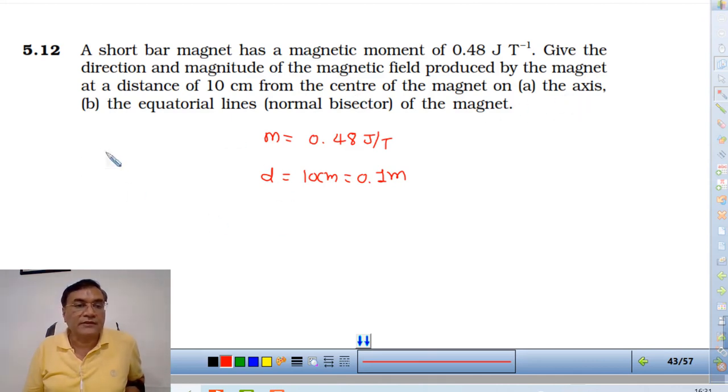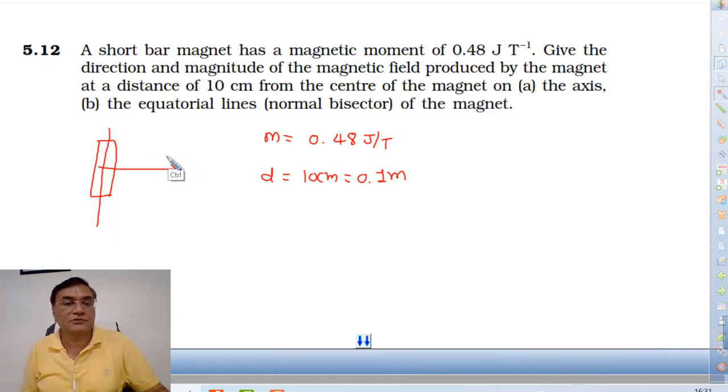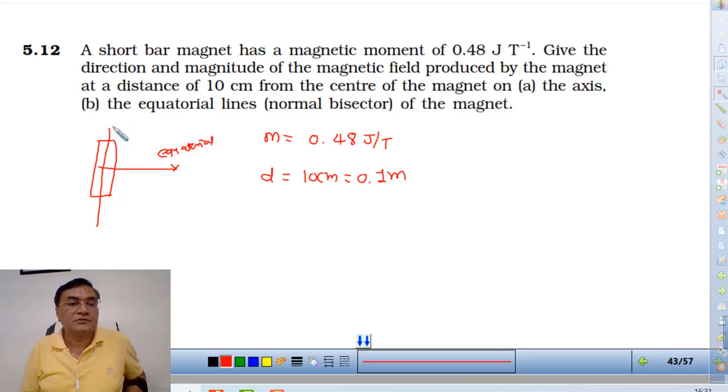So it looks like that. Suppose this is my magnet. So this is your axis and this is your equator. This is equator and this is axis. Okay.